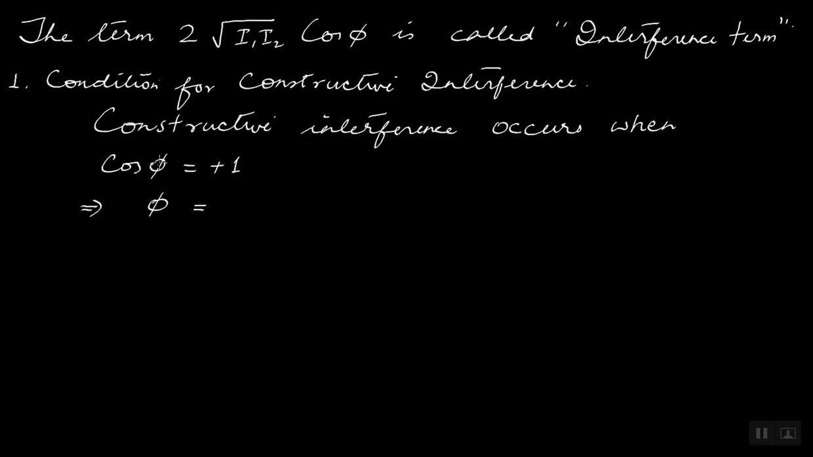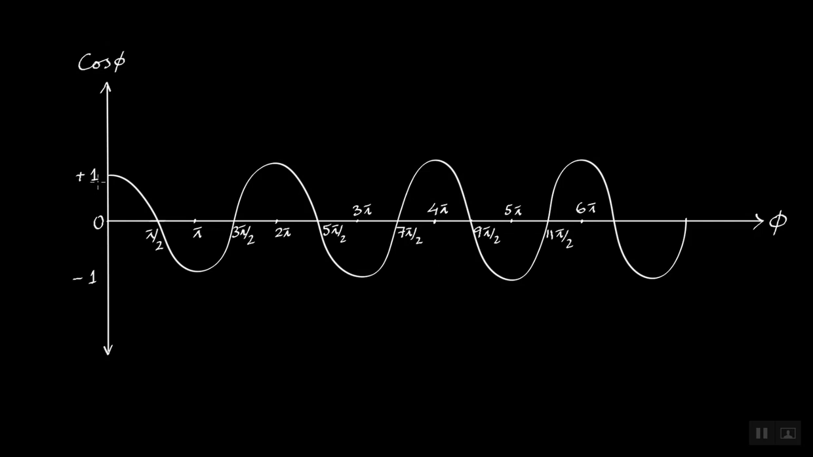What are the values of phi for which cos phi is plus 1? As you can see here, it is plus 1 where? At 0, at 2 pi, at 4 pi, at 6 pi, and so on and so forth. So these are actually the even multiples of pi. Yes or no? Even multiples of pi.